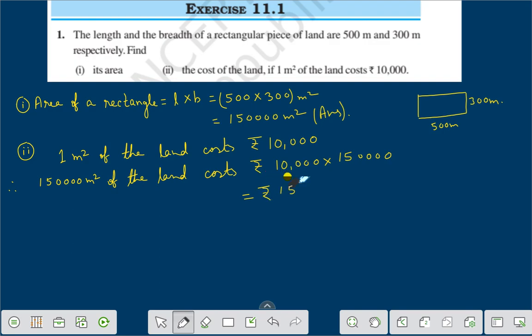15. How many zeros? 1, 2, 3, 4, 5, 6, 7 and 8. After 3 zeros we will get a comma. After 2 zeros we would put a comma. After 2 zeros, and this is rupees, right? Therefore the cost of the land is 15000000 rupees. This is the solution of question number 2.